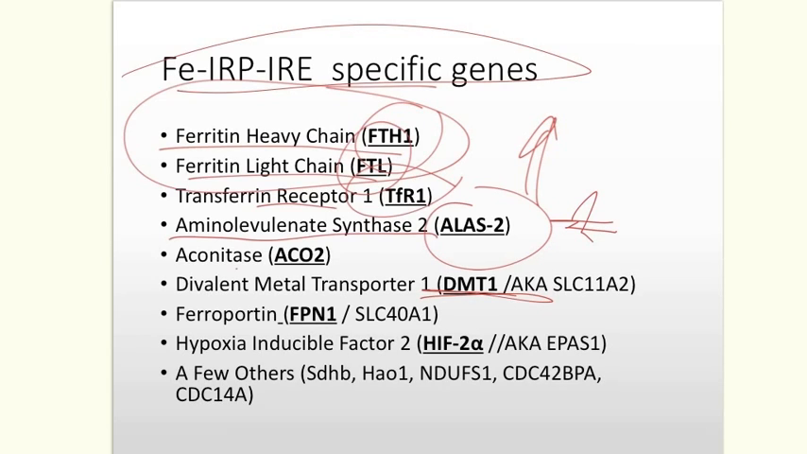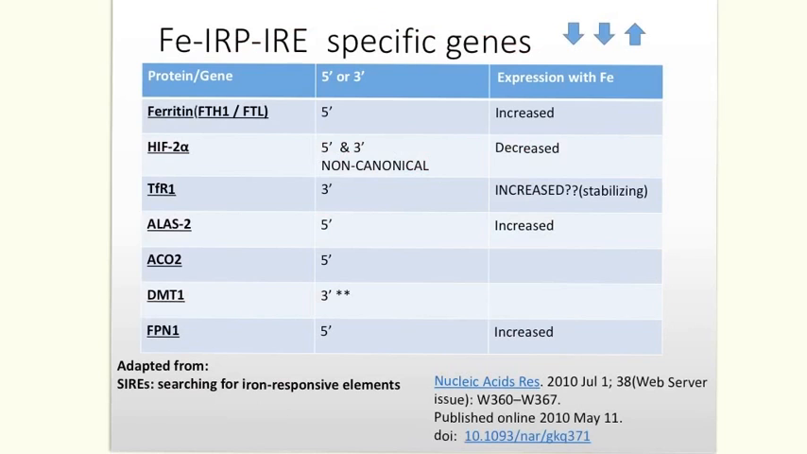Now, other things that are driven by this response element include the transporter that brings the metal into the cell, into the enterocyte, ferroportin, which allows it to leave the enterocyte, and the hypoxia-inducible factor 2-alpha can be regulated with the iron. Now, I tried to put a lot of the common names that these things go by in the literature. So DMT1 in the medical books is going to be called DMT1. In the science papers, it's going to be called SLC11A2.